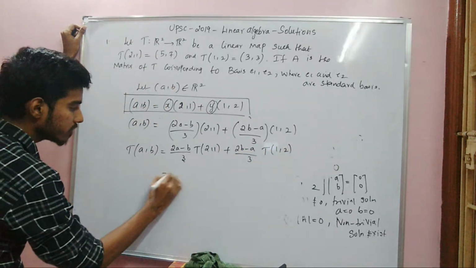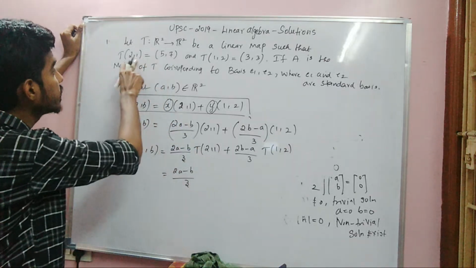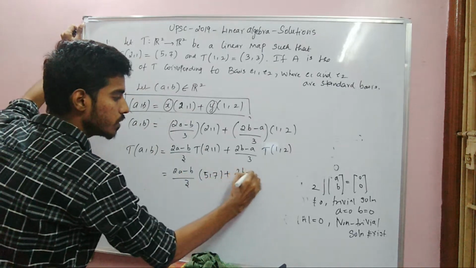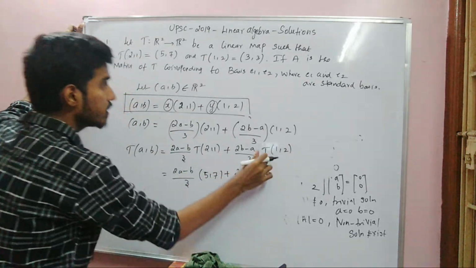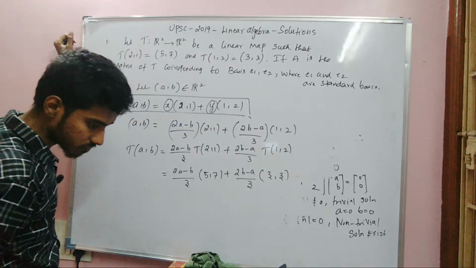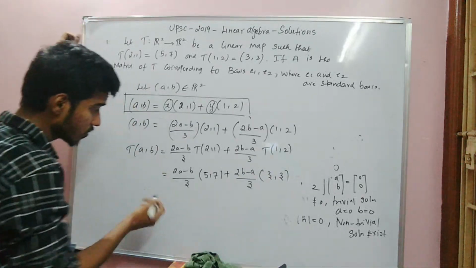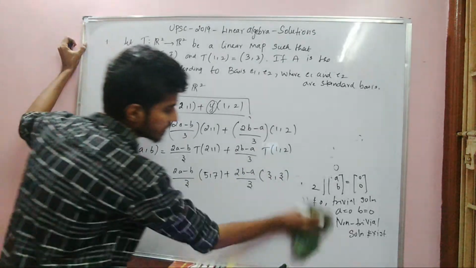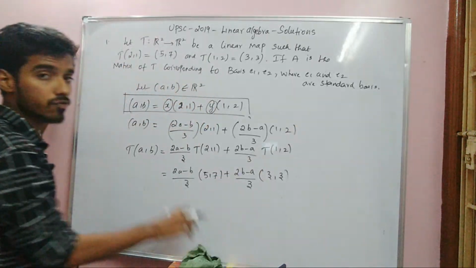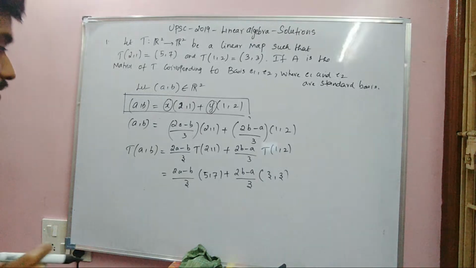Now it is already given that T of (2, 1) is (5, 7), with the coefficient (2a minus b) by 3, and (2b minus a) by 3 multiplies T of (1, 2), which is given as (3, 3). Now you have to make a simplification to find T of (a, b). After finding T of (a, b), you need to find the matrix for the standard basis, and then find the rank for that.